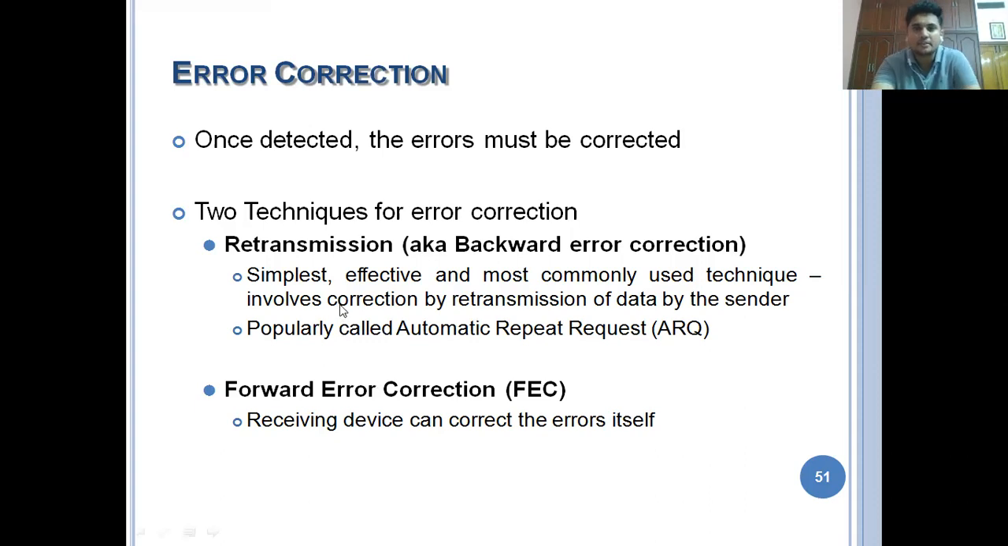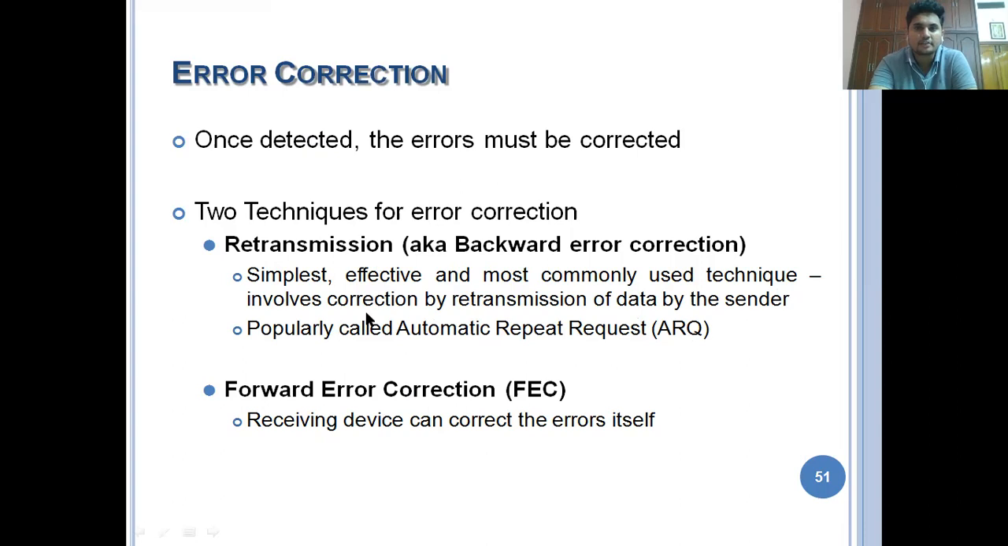Here the simplest, most effective and most commonly used technique involves correction by retransmission of data by the sender, popularly called automatic repeat request, ARQ. ARQ means automatic repeat request, which is the best technique used immediately after identifying the error. And the next one is forward error correction, FEC, where the receiving device can correct the errors itself.